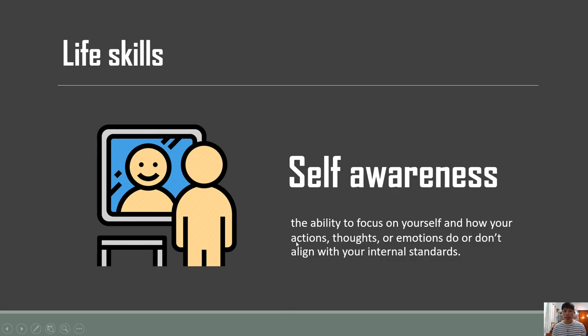The word align here means become a part of someone. Okay, that means the ability to focus on yourself. You have to be able to look back at yourself, to know yourself, to know how you act to other people. It's just like when you talk to other people, you might overlook yourself.